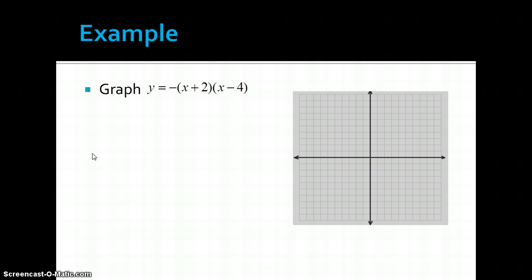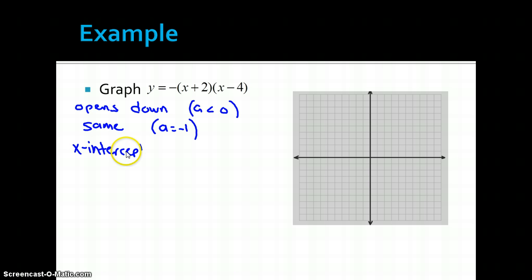So as we look here, this opens down. a is less than 0. This is going to be the same width because a equals -1. That's the old information. Okay, now our x-intercepts. Again, inside is the opposite. We have x equals -2, and we have x equals +4. So we can go ahead and plot those points, -2 and +4. We are going to have those points on our graph.